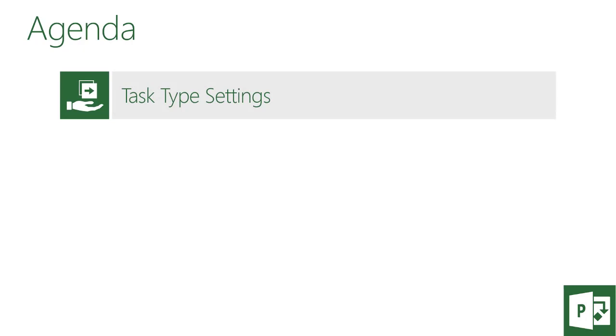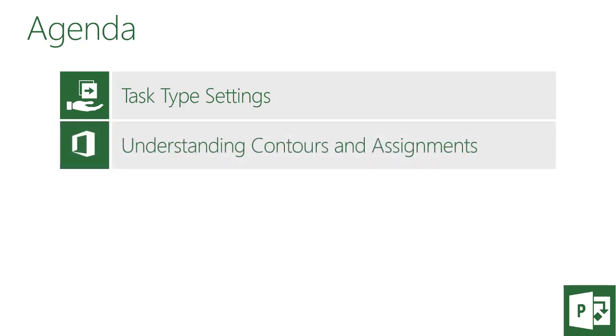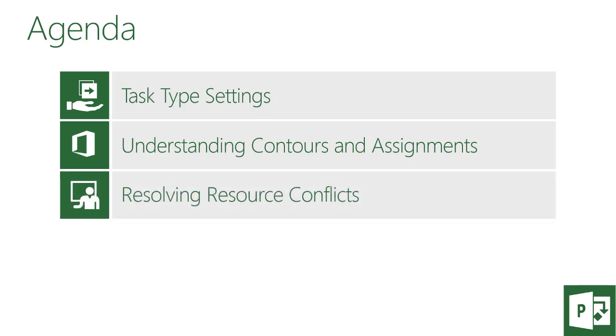Module 9 gets us into task type settings and working with the Microsoft Project scheduling engine. We'll explore effort-driven options and managing task types. We'll also look at contours and adjusting assignments in Module 10. We identify and resolve overallocations. This means we get into resource leveling and setting leveling options.